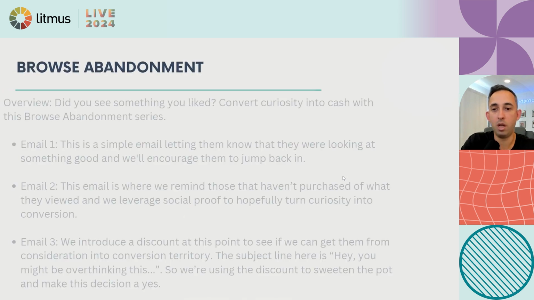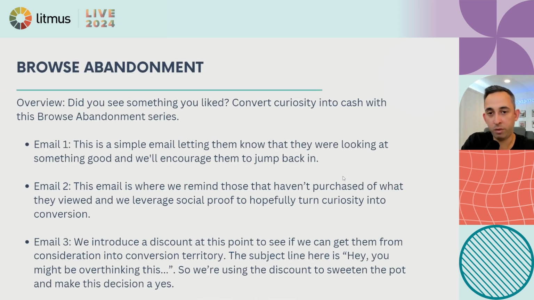The next one is the browse abandonment. So again, I briefly talked about this, but the premise here is someone saw something or multiple things at your store, and they probably liked maybe one or more of those things. They might have just got distracted, whatever reason. That's why they didn't take subsequent actions. So basically what you want to do is, what I call, convert curiosity into cash with this series. Email 1 is just a simple reminder, letting them know that they looked at some great stuff and encouraging them to jump back in, obviously showcasing the thing that they looked at.